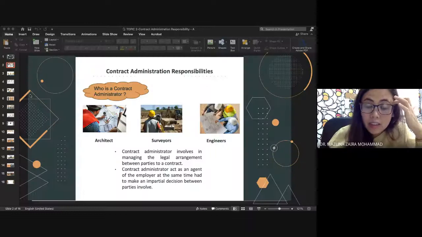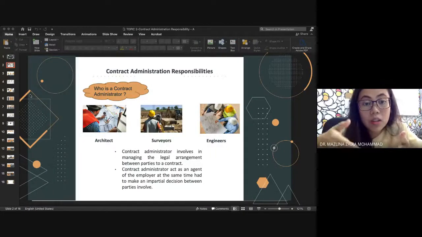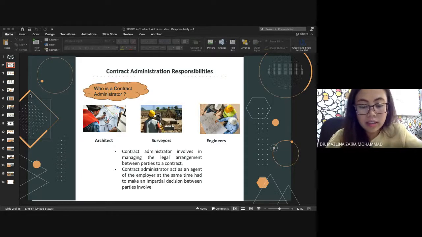You understand? The tender document is similar to the contract document, but you have not yet got the project. The contract document is already agreed, but the tender document is not a contract document; it lists everything related to the contract. Okay, you got the idea?